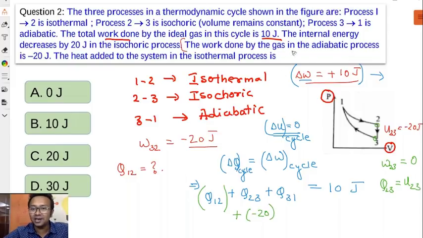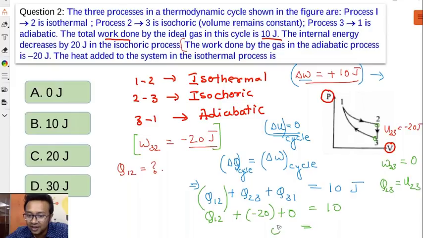Achha. Now work done by the gas in 3 to 1. Yeah, this is an adiabatic process. Clear? Now here in the adiabatic process, 3 to 1 doesn't even matter to me. Plus work done in 3 to 1, it is an adiabatic process. Heat supplied is 0. So Q12, my dear students, is nothing but equal to what? 10, which will give me Q12 as nothing but how much? 30 joules, students. See how simple this question is.